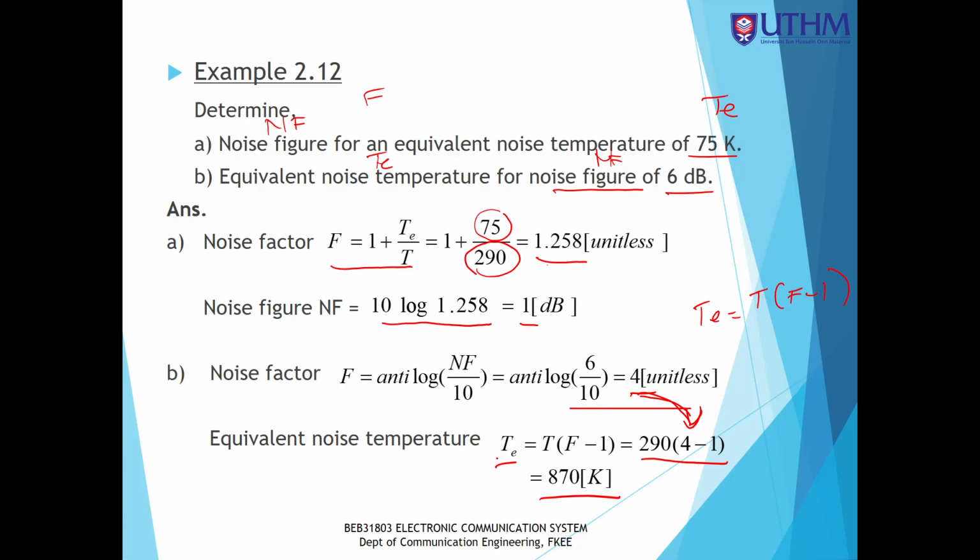So you see that the second question used this equation, and the first question used the other equation. You need to understand the relationship between noise factor F and the equivalent noise temperature TE. In the second question we do the antilog because we want to find F, the noise factor. From there we can calculate the equivalent noise temperature.